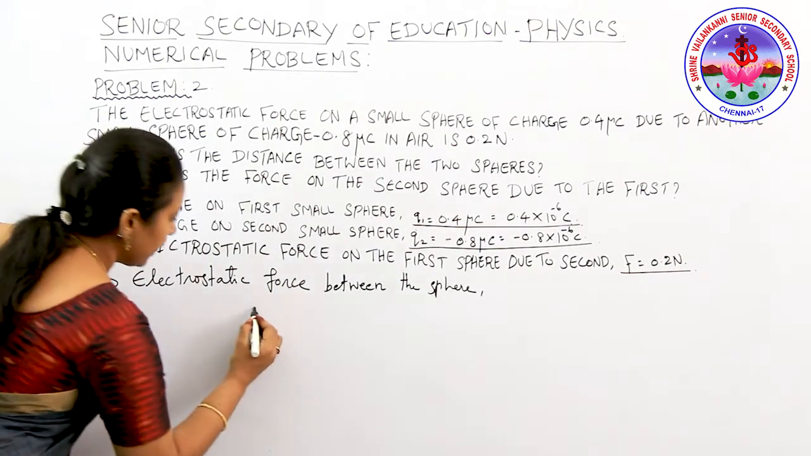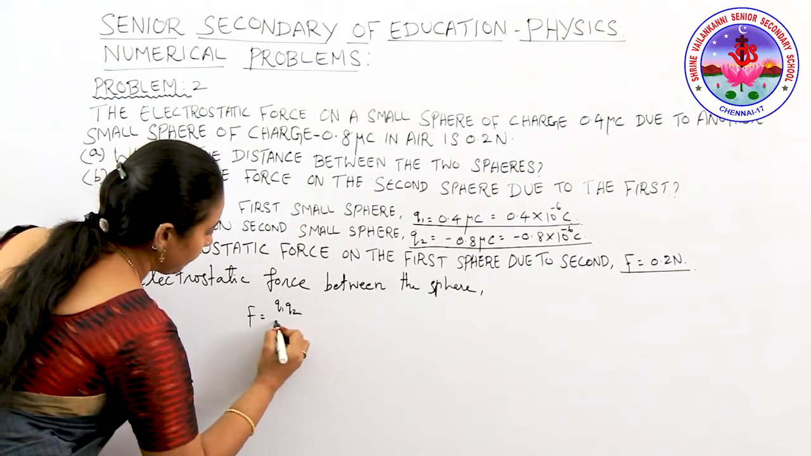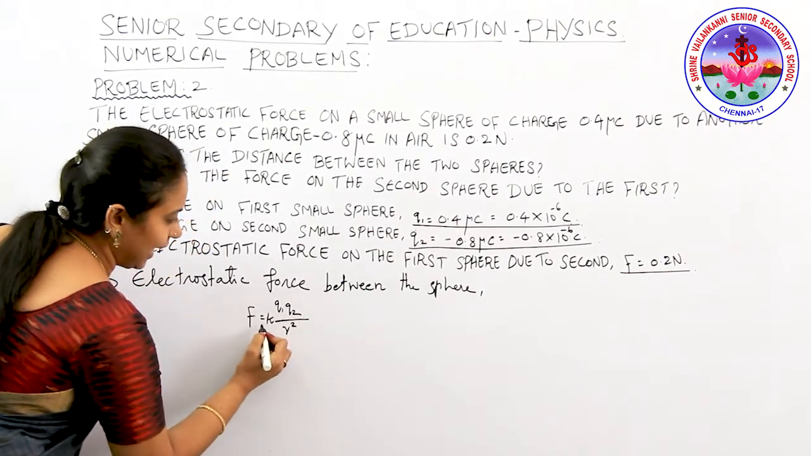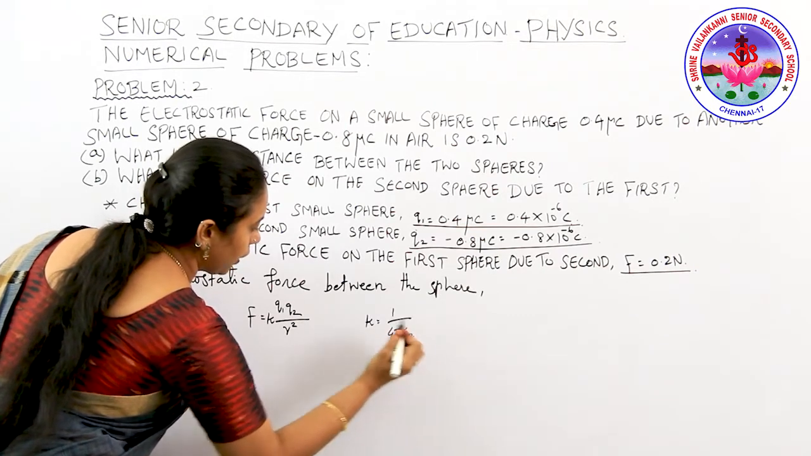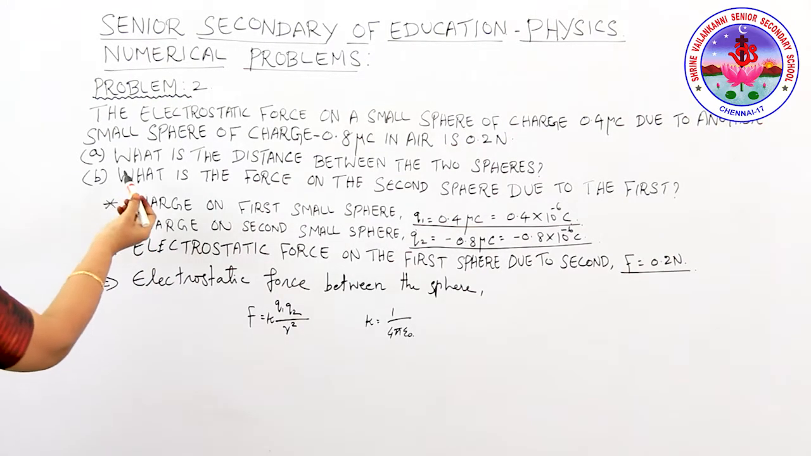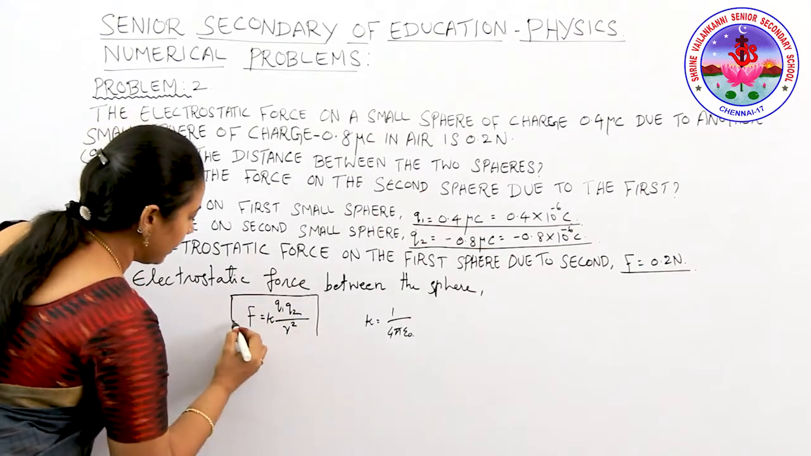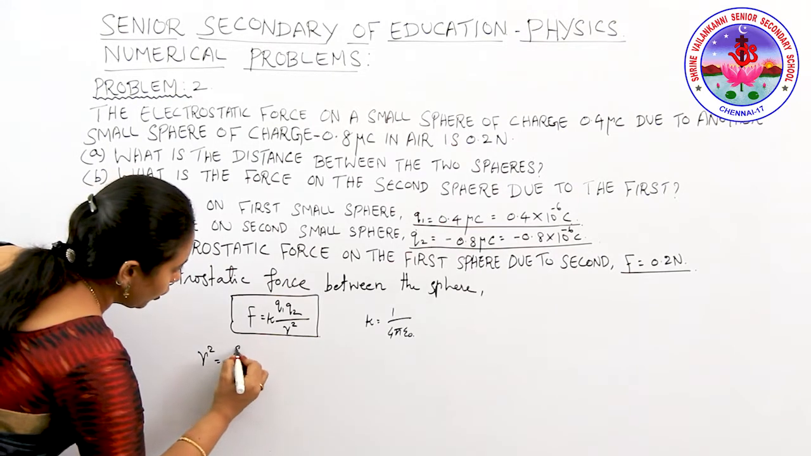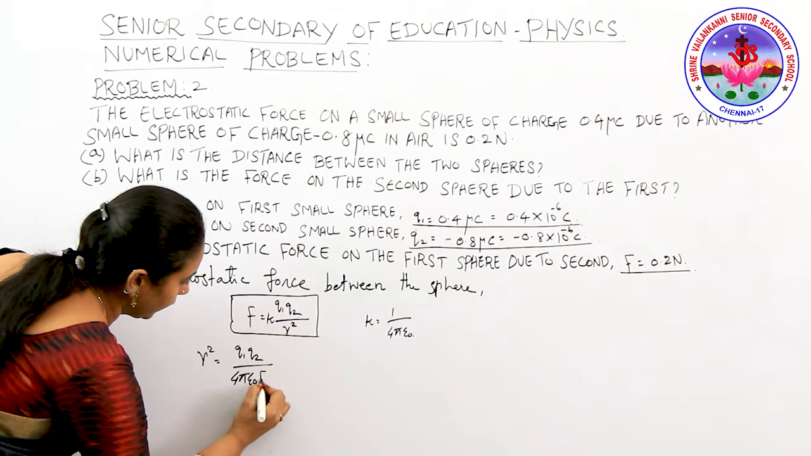So we have to calculate the electrostatic force between the spheres. We know that F is equal to K into Q1 Q2 by R square. The K value we know is equal to 1 by 4 pi epsilon naught, right? Here the question is, what is the distance between the two spheres? From the base formula, we can modify it, right? We need R square which is equal to Q1 Q2 by 4 pi epsilon naught into F.